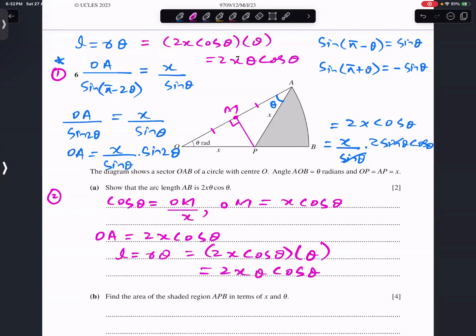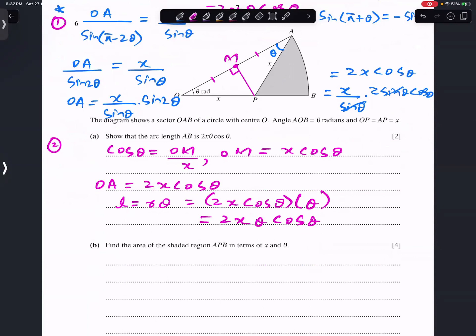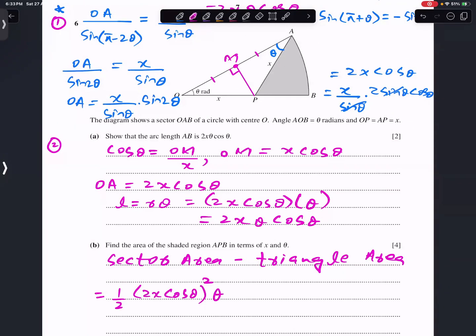Okay, students, I have given you 2 solutions. So the next part is find the area of the shaded region APB in terms of X and theta. So it's very easy to find area of APB. So area of APB will be sector area minus triangle area. So sector area is half R square theta, so it means half (2x cos theta) square theta. This is sector area minus area of triangle.